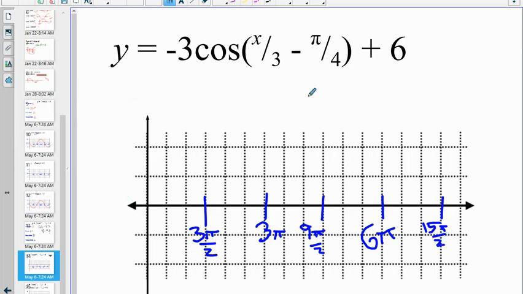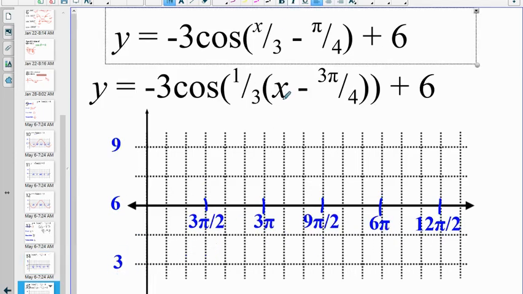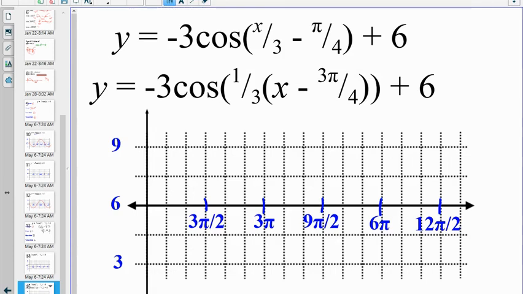And then for our vertical scale, my +6 tells me how far the midline has moved up or down. In this case, moved up by 6. My amplitude says I'm going up 3 from that and down 3 from that as well to give myself a scale that looks like that. I have again goofed up. Let's make that 15 pi over 2. Everything else I think is okay here. And then I am ready to graph.